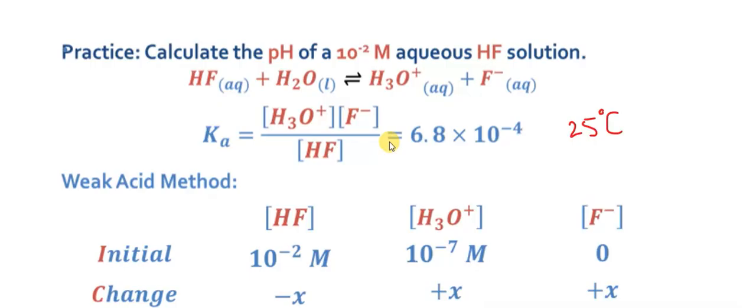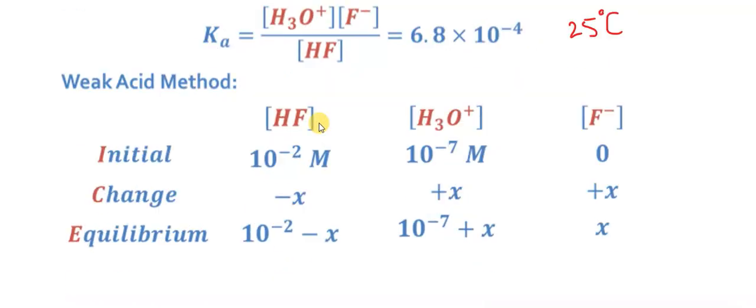To solve this problem, to calculate this pH, first we form the ICE table: initial, change, equilibrium. We know that the initial concentration of HF is given as 10 to the power minus 2 molar. Hydronium ion, we know that the hydronium ion of pure water at 25 Celsius is 10 to the power minus 7 molar, and fluoride at the initial state is 0.